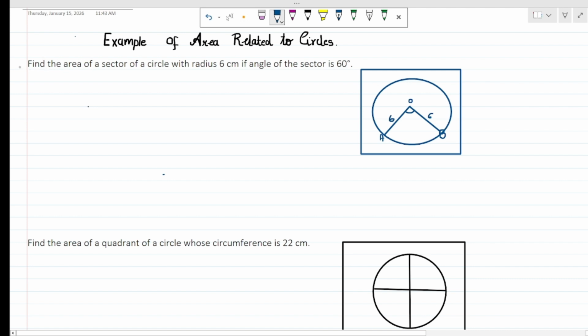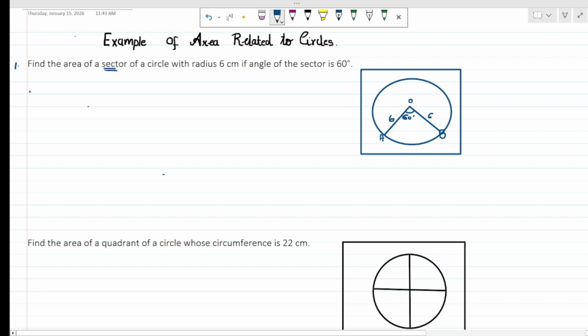So let's start with our first question, which says find the area of a sector of a circle. That means I need to find the area of a sector that we have studied earlier in the video. A sector is an area bounded by the radii of a circle. Find the area of the sector of a circle with radius 6 cm. So we are given a circle whose radii OA and OB are 6 cm, and the angle of the sector is 60 degrees. So let's start by writing the formula.